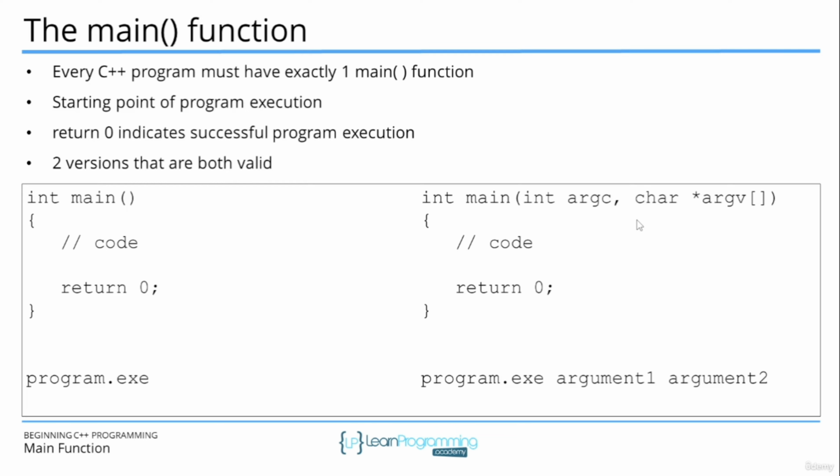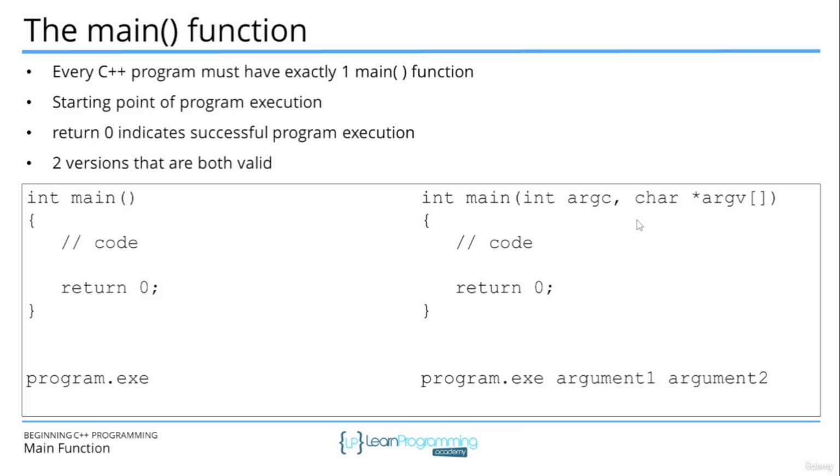The second version of main is the one on the right. In this version, main expects information from the operating system. So suppose that when you execute the program, you need to pass information into the program from the command line. This is very, very common for command line applications.